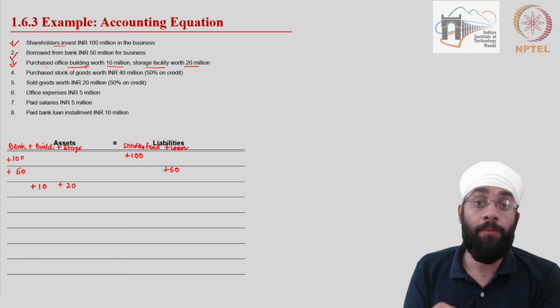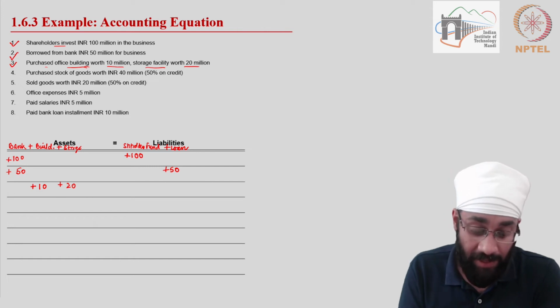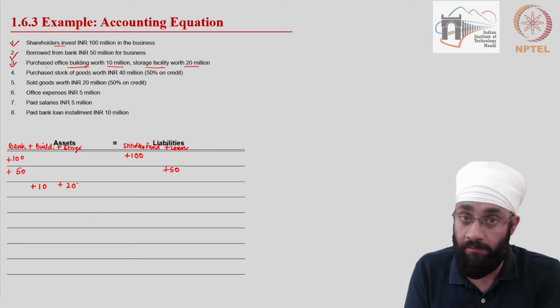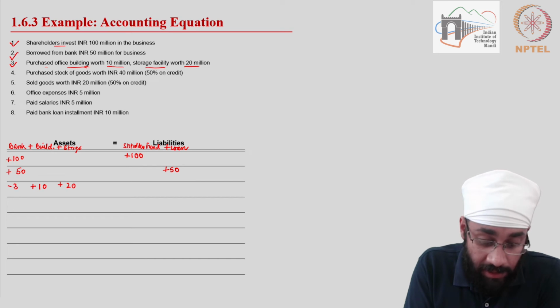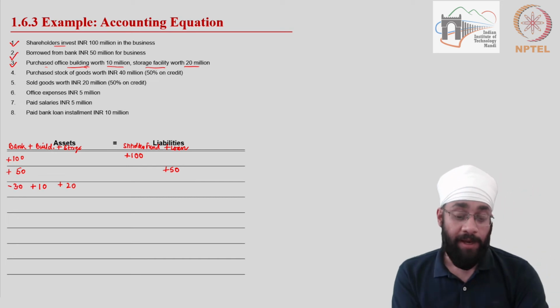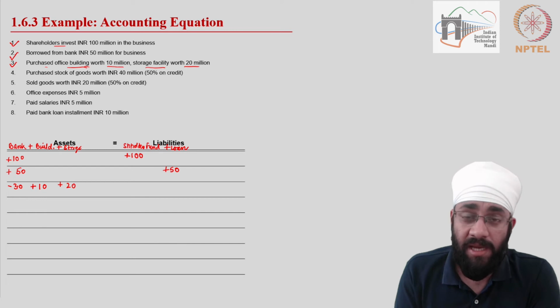However, I'm going to pay for these two facilities as well. So 30 million has to be paid. How do I pay it? I pay it out of my bank account. There you go. And no impact on the liabilities side for this transaction.